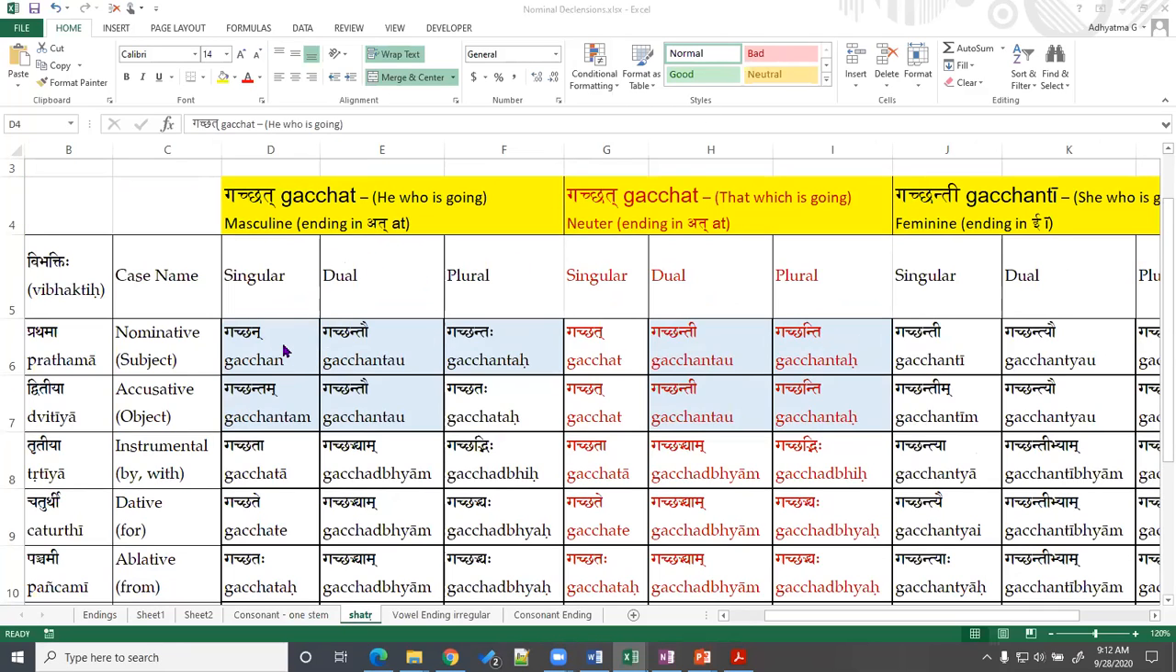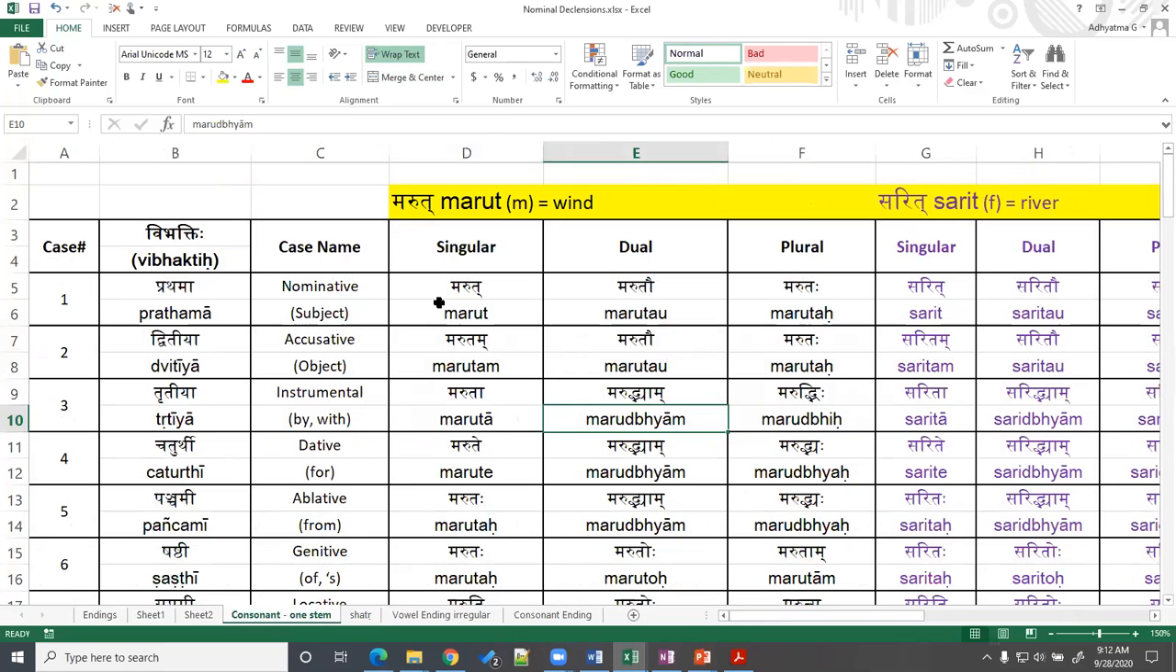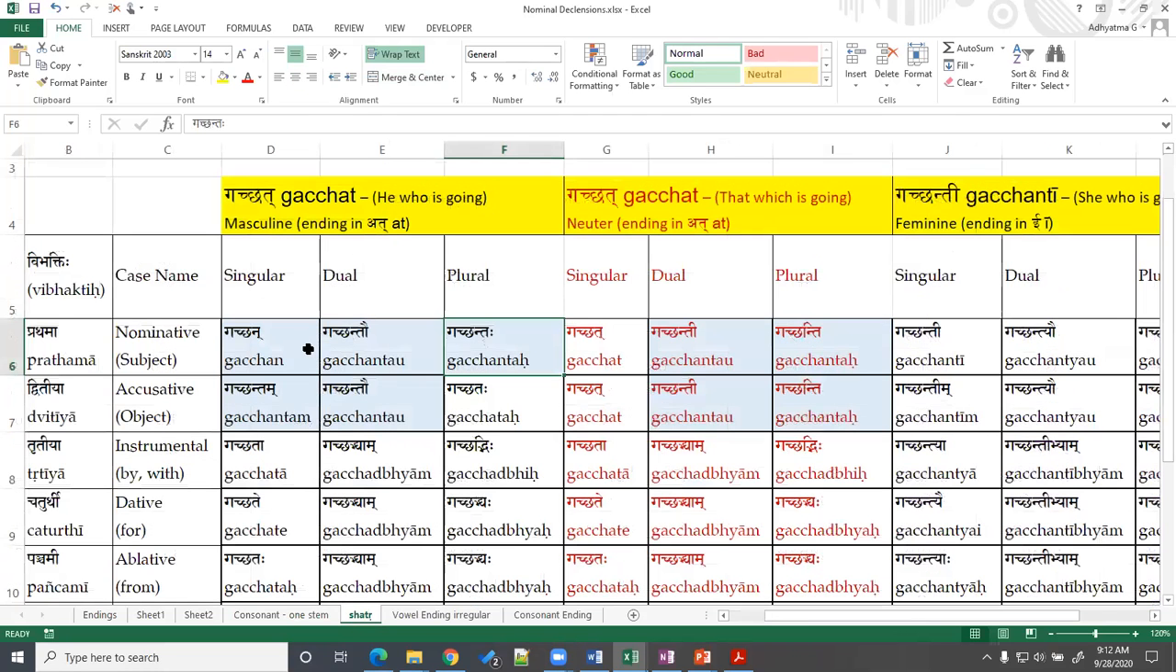The difference is that it is a two-stem declension. So the first 5 forms are made differently. The other forms are exactly the same as you will make for marut. But the first 5 are a little different. You can see clearly: gachan becomes gachan, gachantau, gachantaha. For marut, it is marut, marutau, marutaha, and marutam, marutau, marutaha. If you look here, gachan, gachantau, gachantaha.